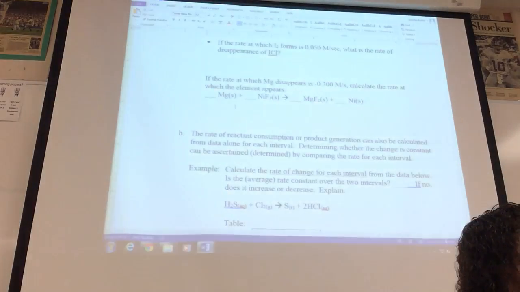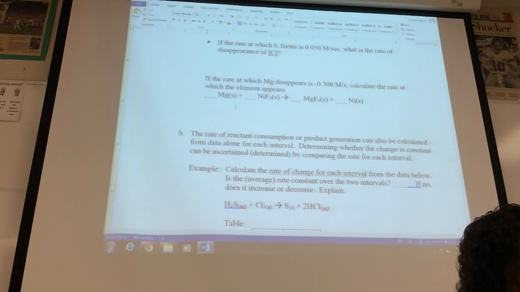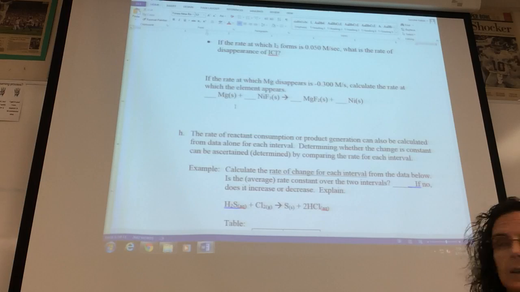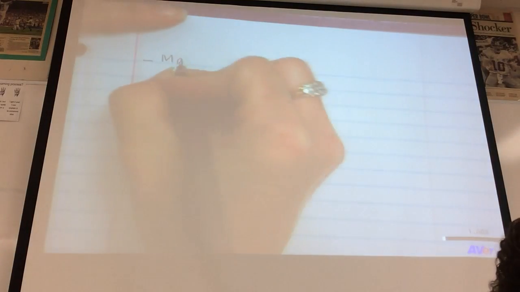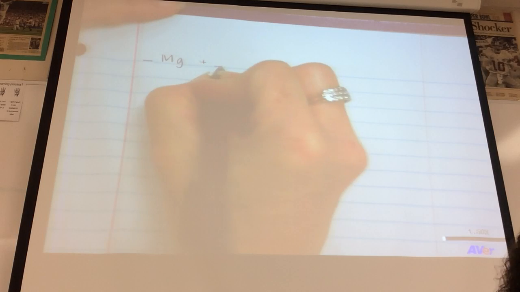Okay. The next problem says that if the rate at which magnesium disappears is negative 0.300 molar per second, calculate the rate at which the element appears. So we'll work this one. I'm going to rewrite the equation here just so it's all together. You don't need to, it's in your notes.